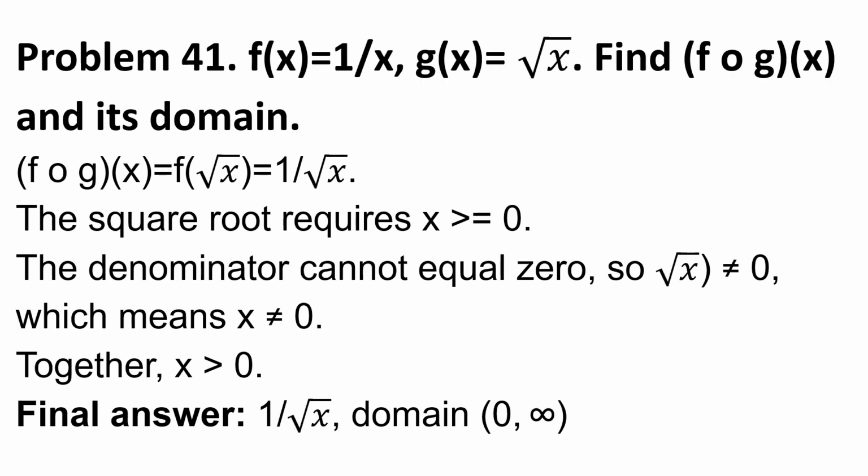We are given two functions and asked to find the composition and its domain. Substitute g of x into f of x. After simplifying, we obtain 1 over the square root of x. Since square roots require non-negative values and denominators cannot be 0, x must be greater than 0. Therefore, the domain is the interval from 0 to infinity.